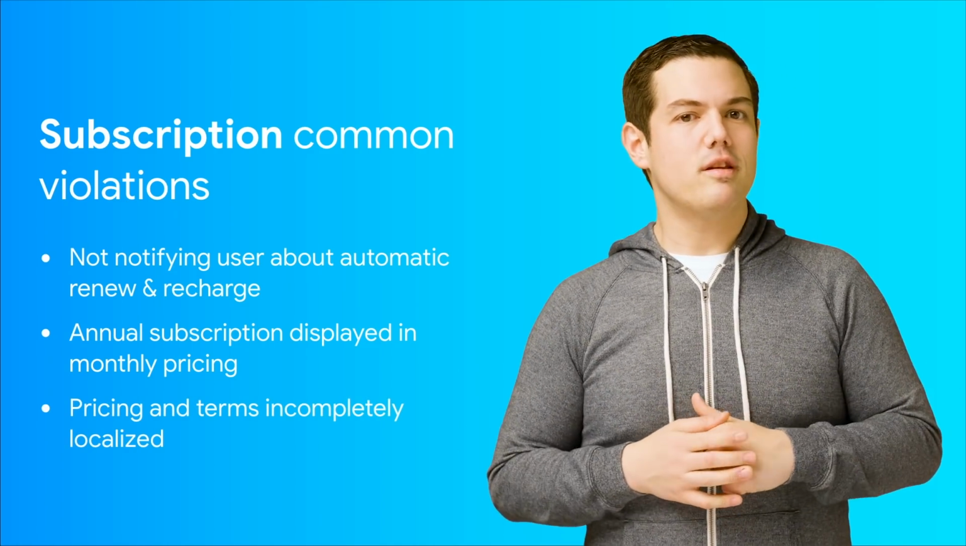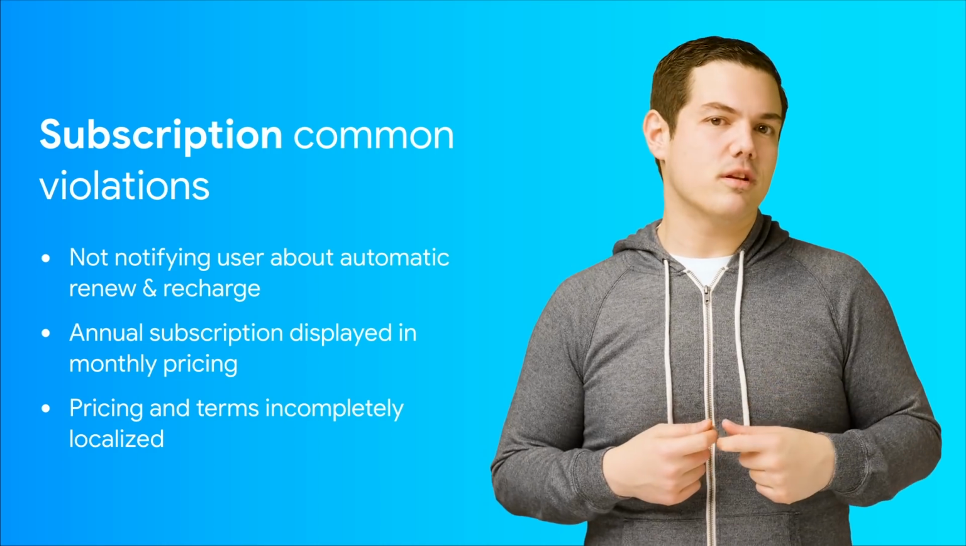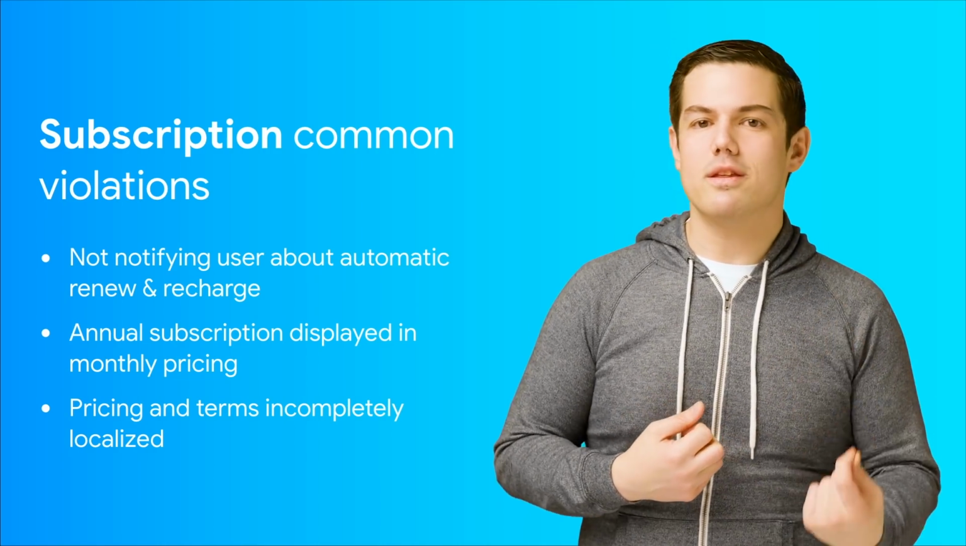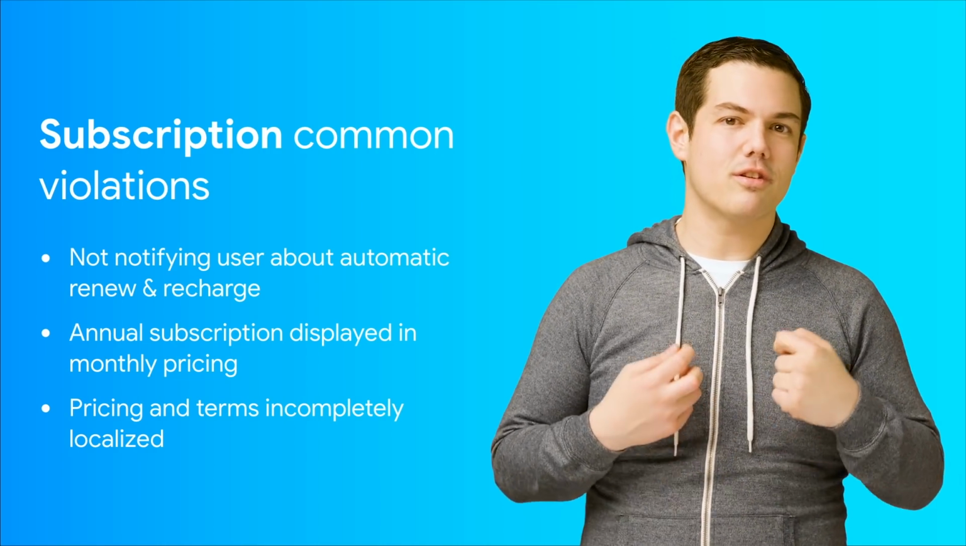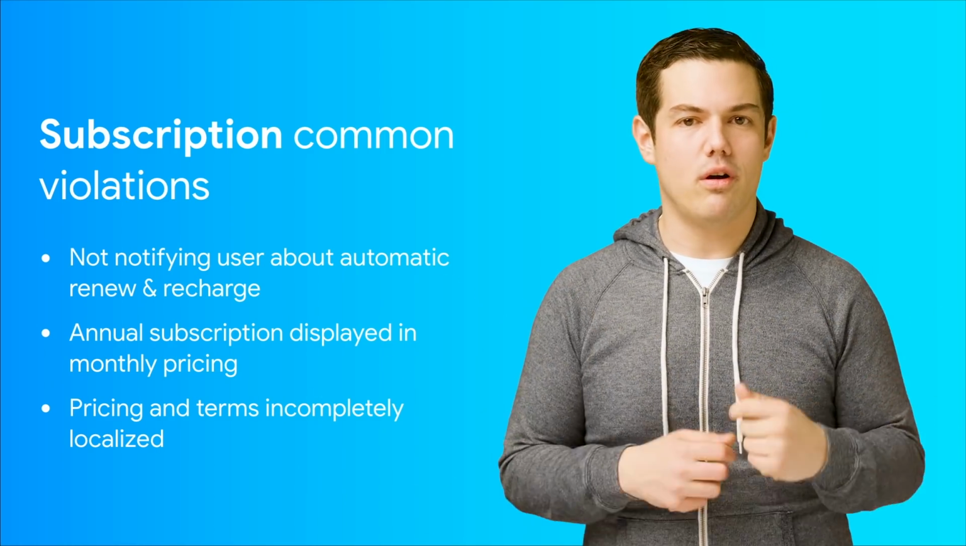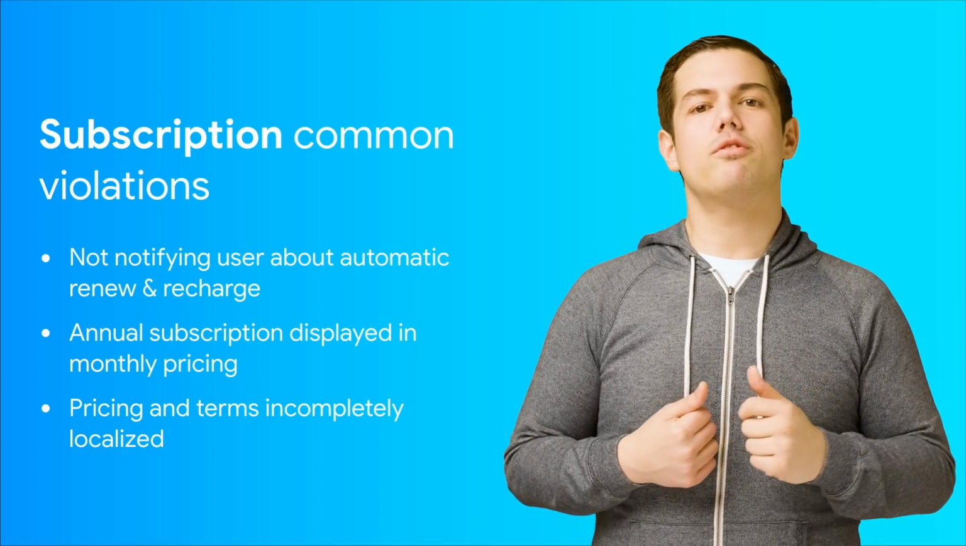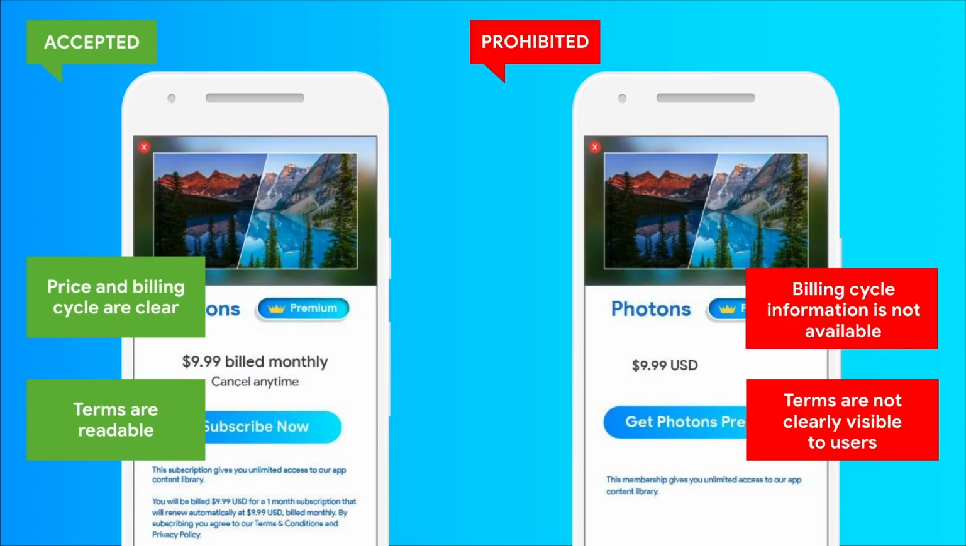Lastly, the pricing, billing cycle, terms, and conditions of your offer should be in the same language so that users can understand the offer as a whole. Let's take a look at these sample screenshots. Notice how the acceptable screenshot on the left reveals exactly what users need to know before buying, including the price a user will be charged, $9.99, and how often the user will be charged, monthly.